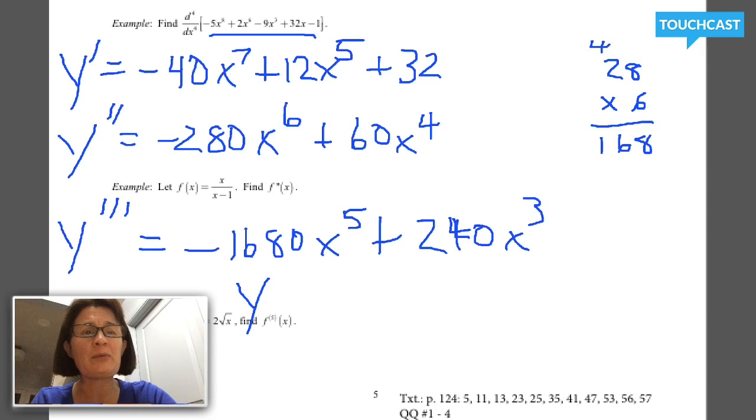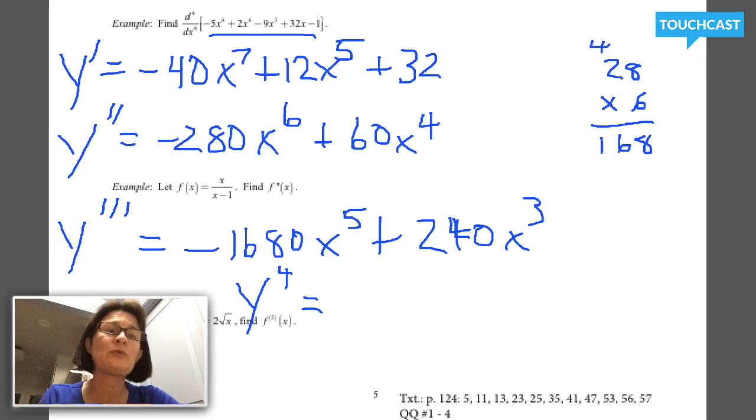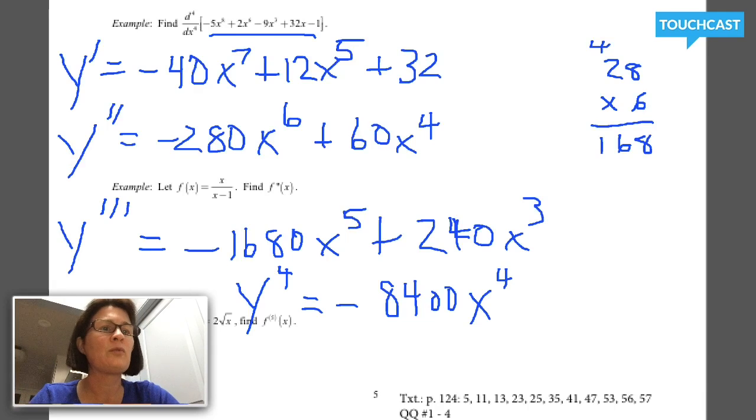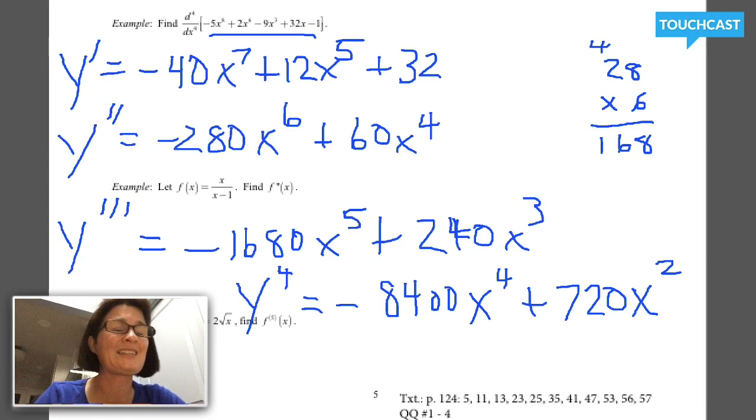The fourth derivative, remember we use a 4 up here instead of 4 hash marks. That's going to equal, okay, 5 times 168. I'm checking my calculator. Negative 8400 x to the fourth plus 3 times 240, 720 x to the second. That's one exponent less.